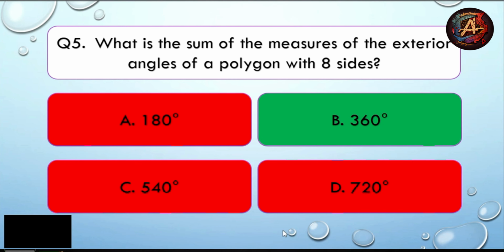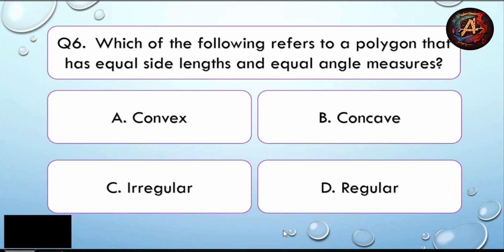Now let's go to the next question. Question number 6. Which of the following refers to a polygon that has equal sides and equal angle measures? Is it A, convex, B, concave, C, irregular, or D, regular? I'll give you 5 seconds.